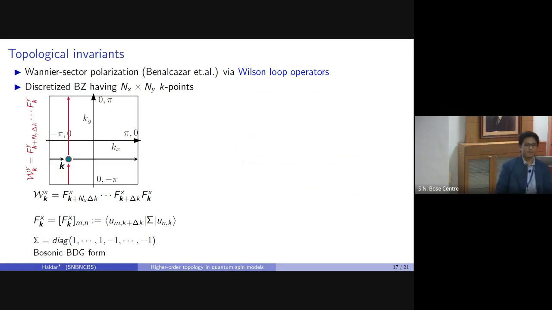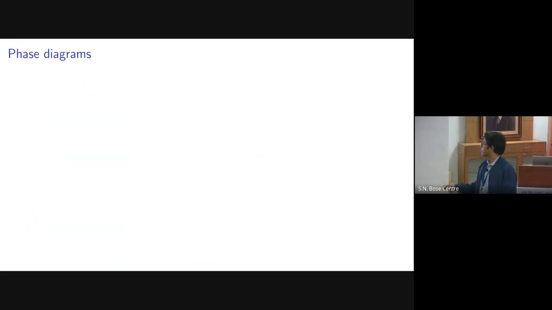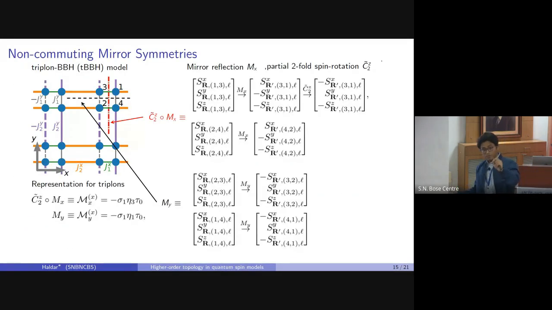When you explained the BBH model, you told us that one trip point through the mirror plane doesn't change the sign. Are you talking about the electron BBH model or the triplon BBH? Electron BBH.